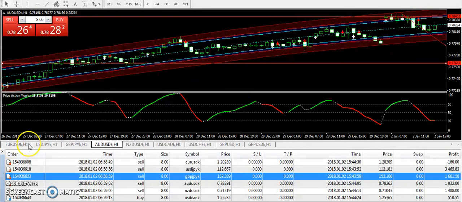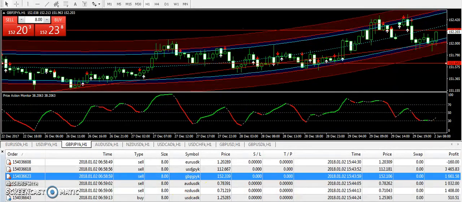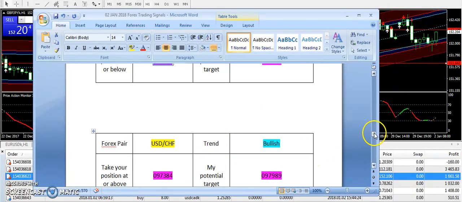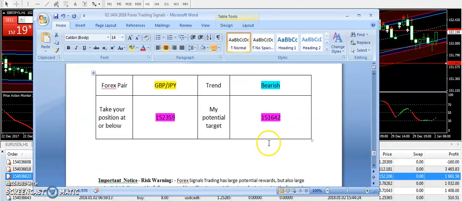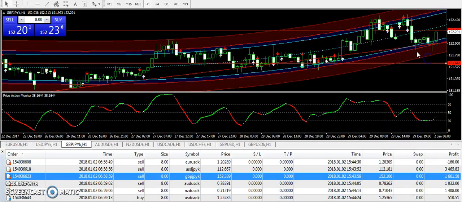Okay, and now let's talk about Great Britain Pound JPY. The same concept was applied here. I have supplied the bearish signal in case of Great Britain Pound JPY because it was going up for many days. Entry was 152,359, and guys, you can clearly see that if you have traded this gap, then you should be in very good profits.